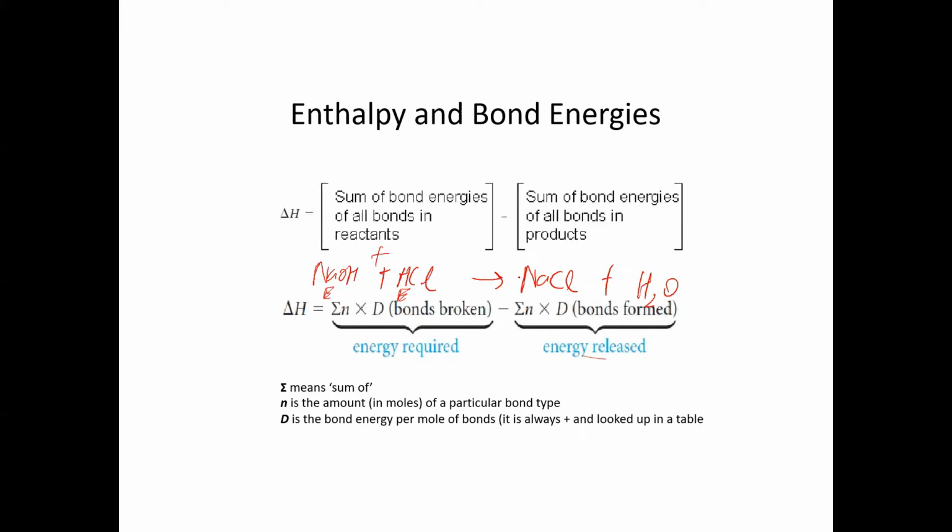And here's the NaCl plus H2O. So we'll take the energy of each, add them together, and then in total we just subtract this sum from the first sum, and then we'll get the enthalpy change. Pretty straightforward. Let's try an example.